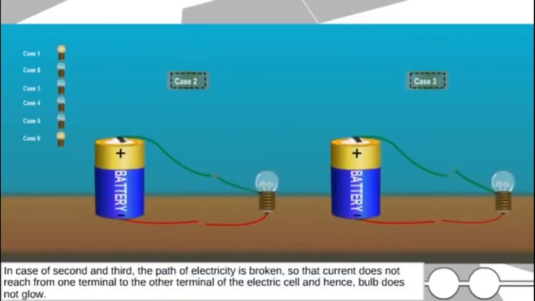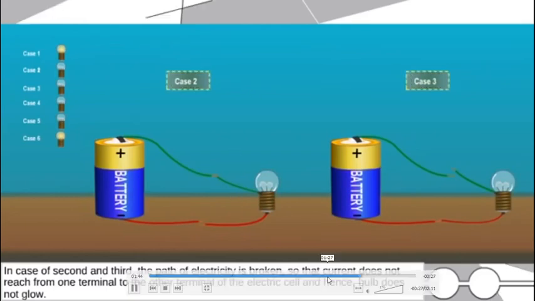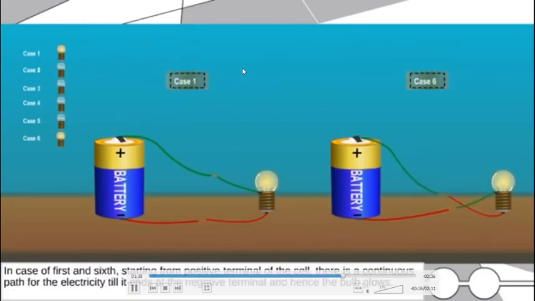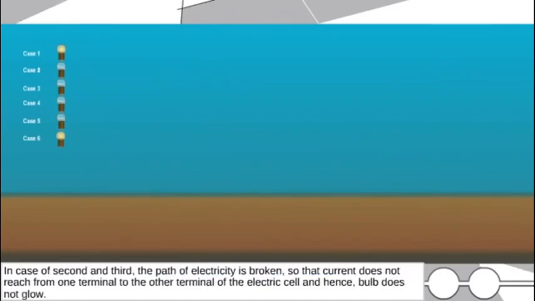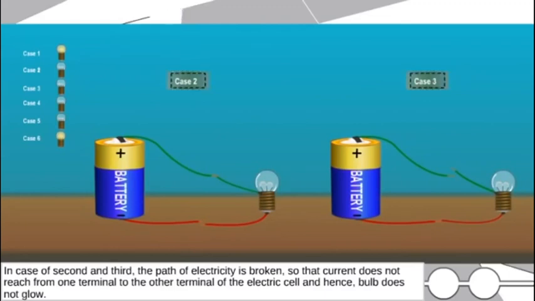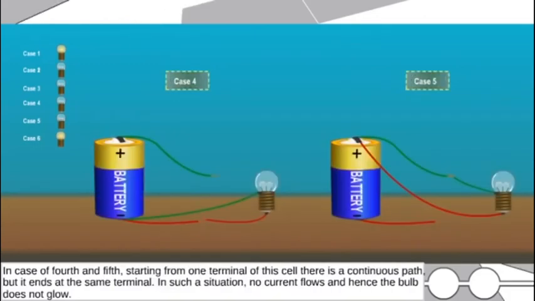In case of the 1st and 6th, starting from the positive terminal of the cell, there is a continuous path for electricity. But in 2nd, 3rd, 4th and 5th, the path of electricity is broken. There is no continuous path and that's why the bulb does not glow. But in case of 1st and 6th, a continuous path is there to flow the electricity and that's why the bulb glows.